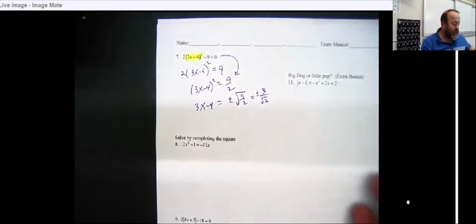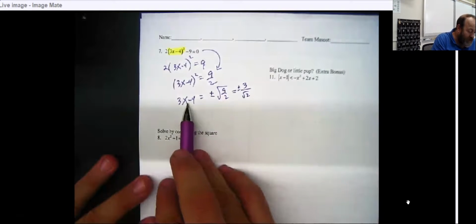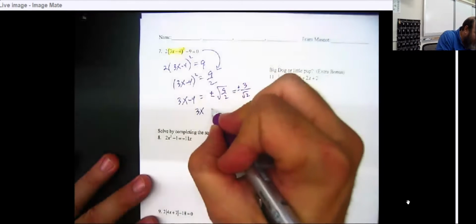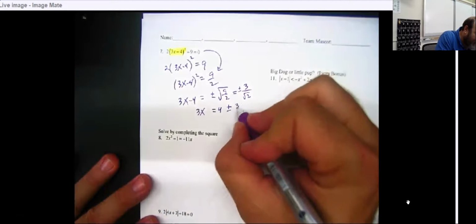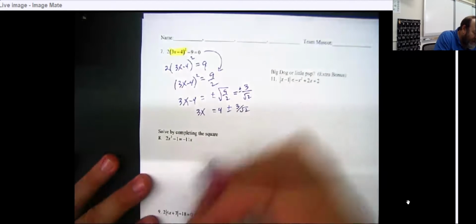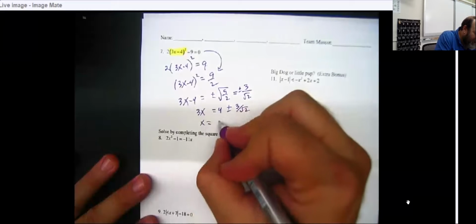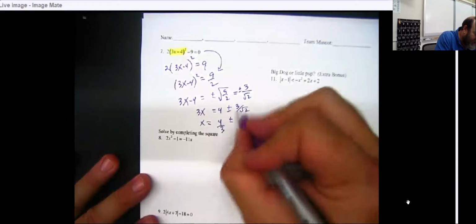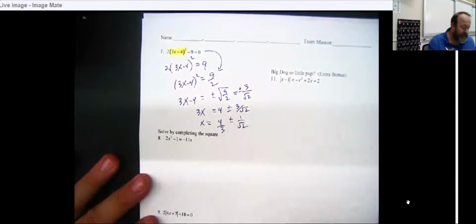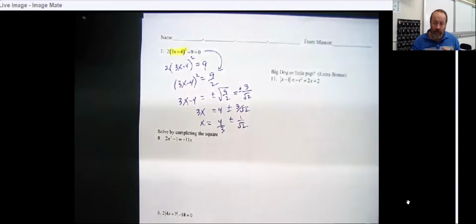Now, if I chose to move the 4 to the other side, I'm getting a little bit closer. Notice that I had to add it, so it made it positive. And last but not least, we're going to divide everything by 3. So 4 divided by 3 is 4/3. This one divided by 3 is that. And that's actually a very good answer.